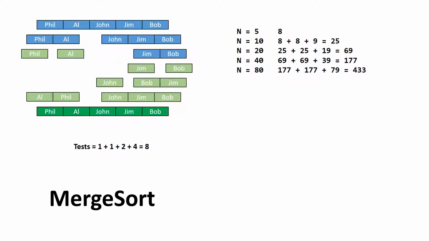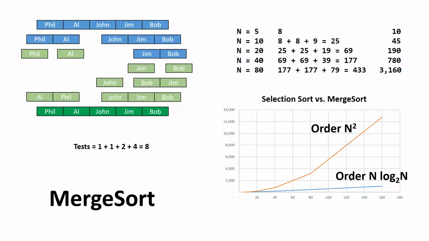But let's compare that to the selection sort. Whoa! Not much of an advantage at 5 items, but by the time we're down to n equals 80, we're almost an order of magnitude better with the merge sort. It turns out if you graph them over a large number, you'll find that the selection sort, as we saw before, is order n squared. Basically, as you double the amount of items in your list, the amount of sort time is going to go up by a factor of 4.